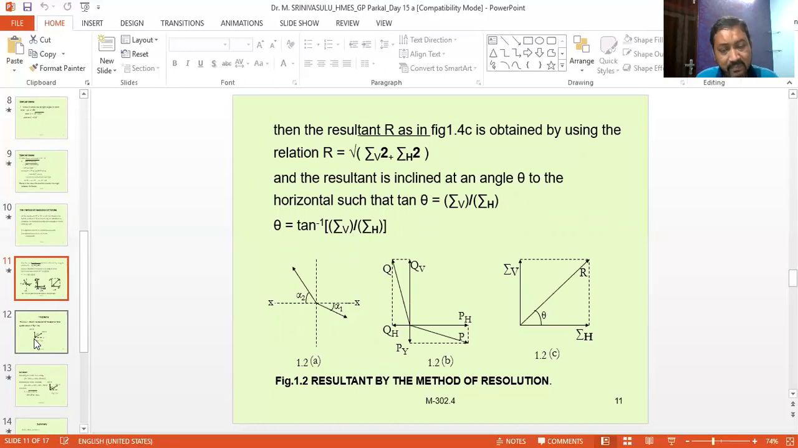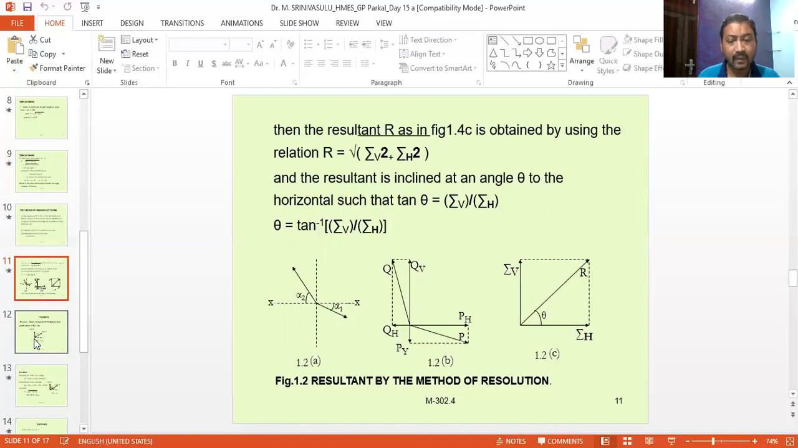Sometimes in the problem, some angles may be given with the y-axis. In that case, we have to convert and find out the angle made by all the forces with the x-axis, and only the angle made by the forces with the x-axis will be taken into consideration to find the resultant force of a force system in the method of resolution.